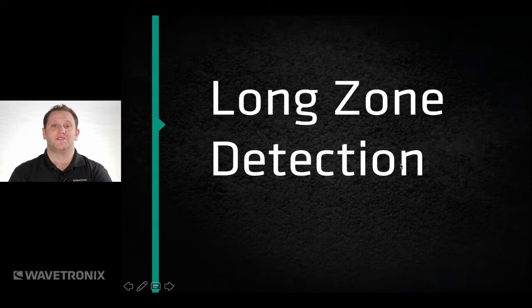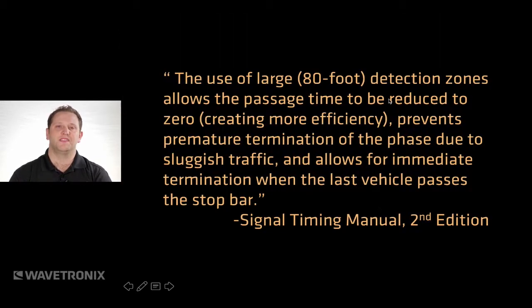So we're going to jump now into the first application, that's long zone detection. This is a quote from the Signal Timing Manual. The use of a large 80-foot detection zone allows the passage time to be reduced to 0, creating more efficiency, prevents premature termination of the phase due to sluggish traffic, and allows for immediate termination when the vehicle passes the stop bar. Long detection zones are more efficient than small detection zones. We're going to dive into the math a little bit here and talk about why.